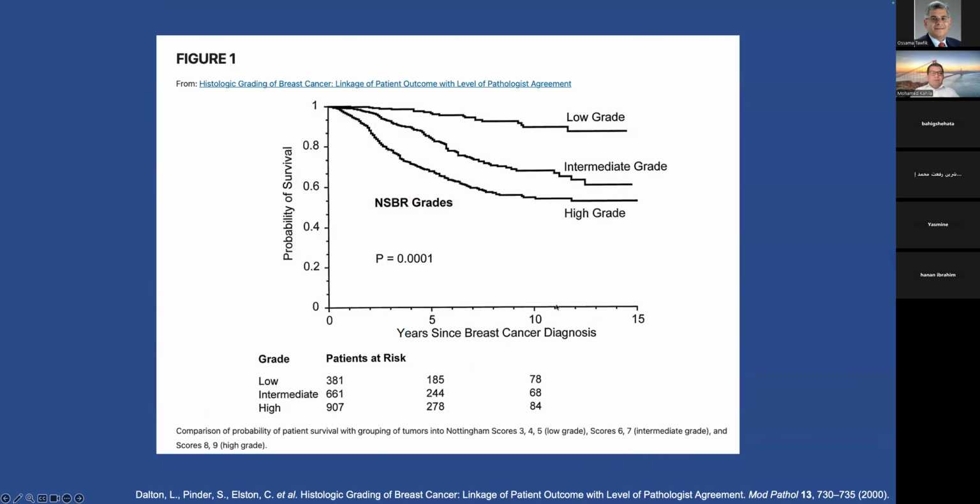So why is the grading important? The grading is important because of the work done by Ian Ellis at the University of Nottingham, when they looked at a very large cohort, the outcome, and the probability of survival. You can see here the low grade has way better survival compared to the intermediate and high grade.